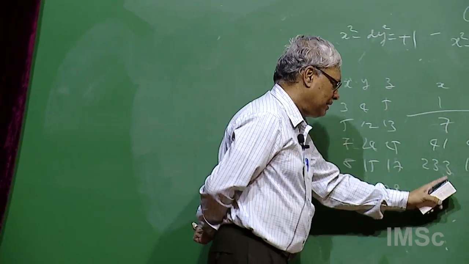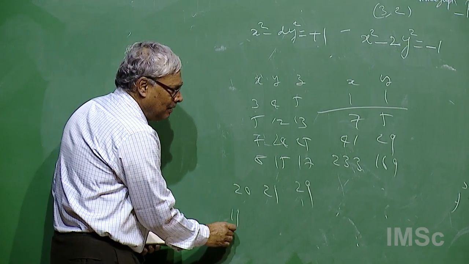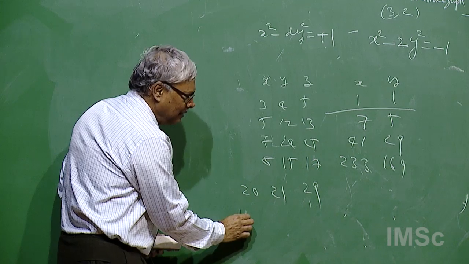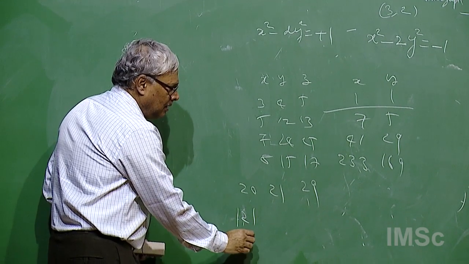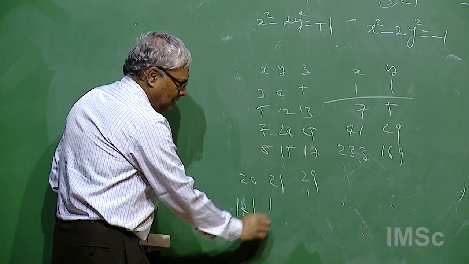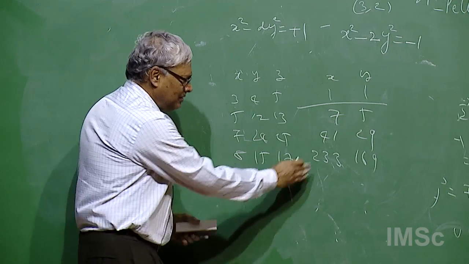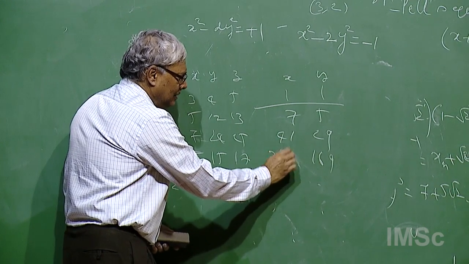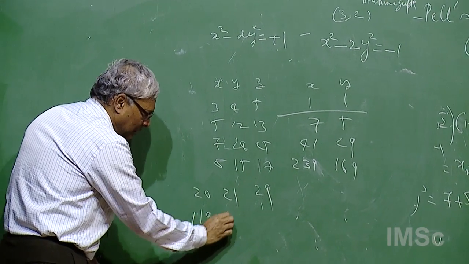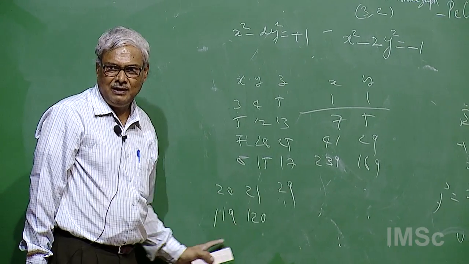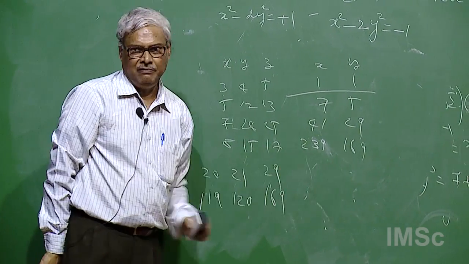Similarly, if you split 239 into two consecutive integers, you get 119 and 120. And the hypotenuse will be precisely 169, the y value.